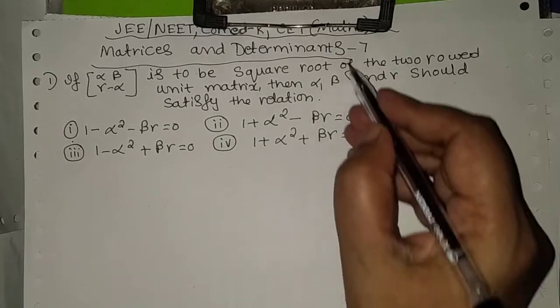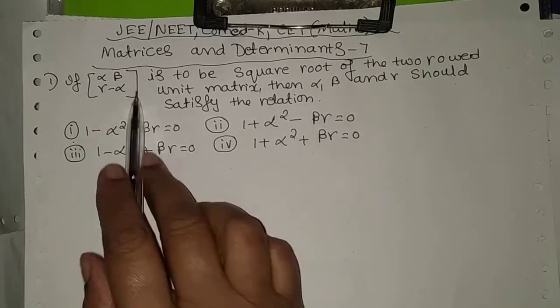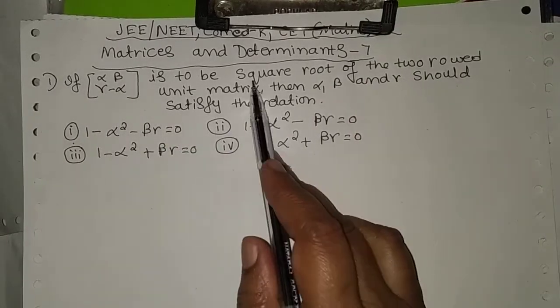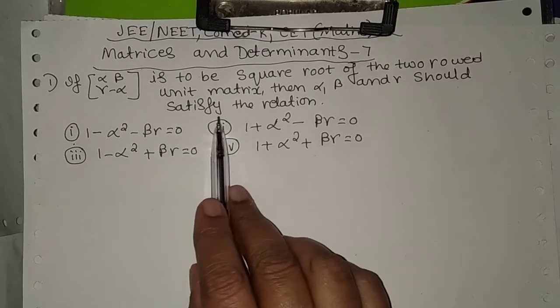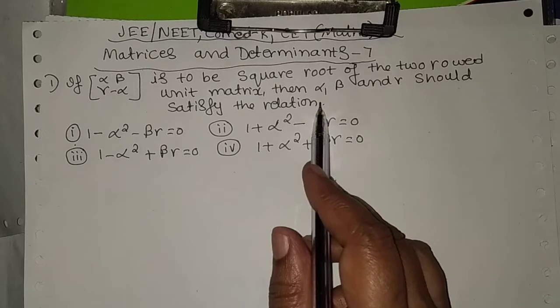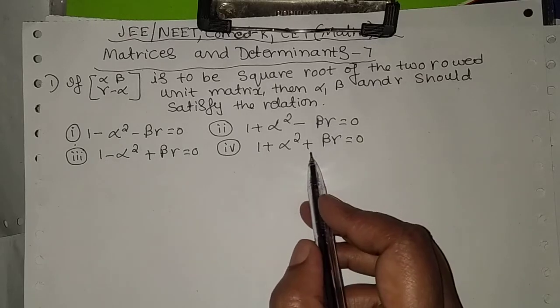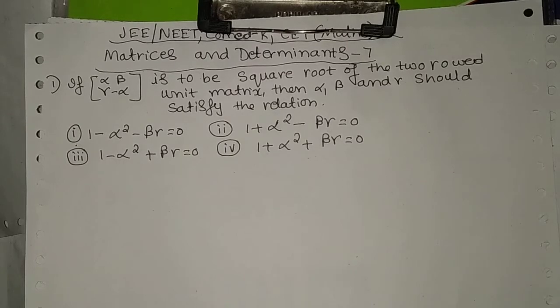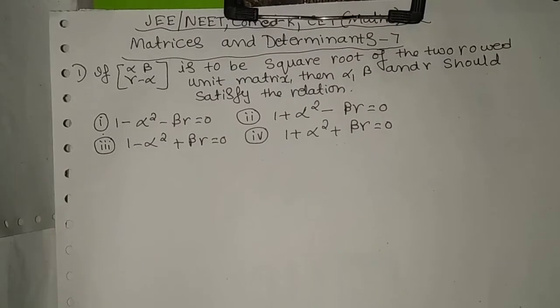First problem given here is: if the matrix with entries alpha, beta, gamma and minus alpha, a 2 cross 2 matrix, is the square root of the 2 by 2 unit matrix, then alpha, beta, gamma should satisfy the relation. One of these options is correct, so we have to solve this.